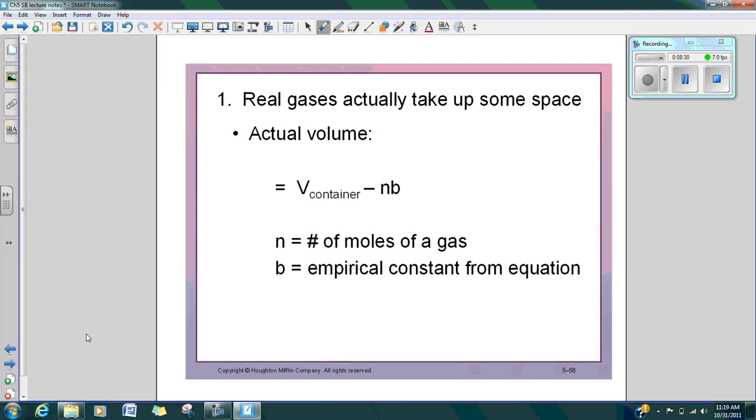Johannes van der Waals, you're going to talk about van der Waals forces in a couple of chapters. He was the first person to do work in this area. He was a physics professor. You'll see these complicated equations in just a second. He received a Nobel Prize in 1910.